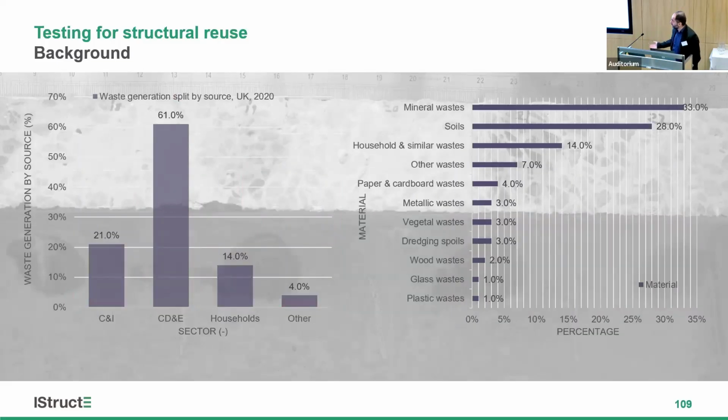We're also responsible for quite a lot of waste, and this is taken from the last DEFRA report. The construction and demolition sector is responsible for about 61% of the total amount of waste, and about 33%, if I read correctly the top of the diagram, is mineral waste. Most of it is concrete. So we do have a responsibility here to try to curb these numbers and minimize them.